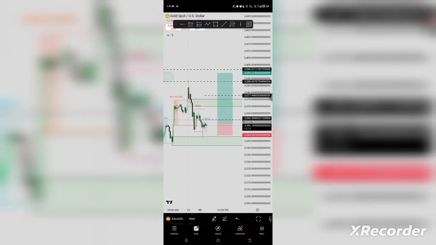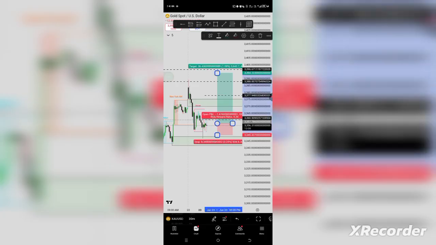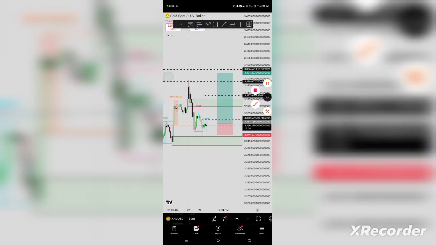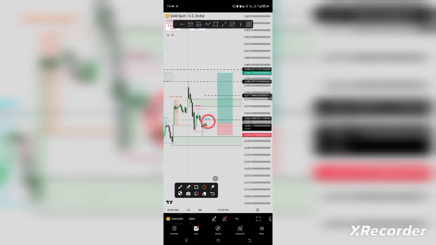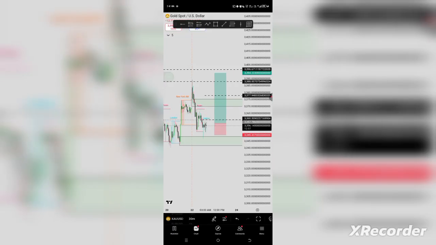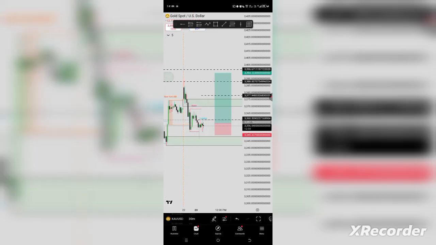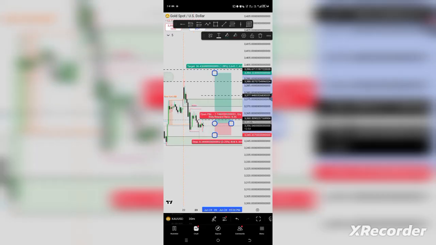So I was expecting a trend change around here. If market is able to break this structure over here, then I'll enter for a buy. Do you get? So that was why. And what am I targeting? I'm targeting a 2 to 1 risk to reward.